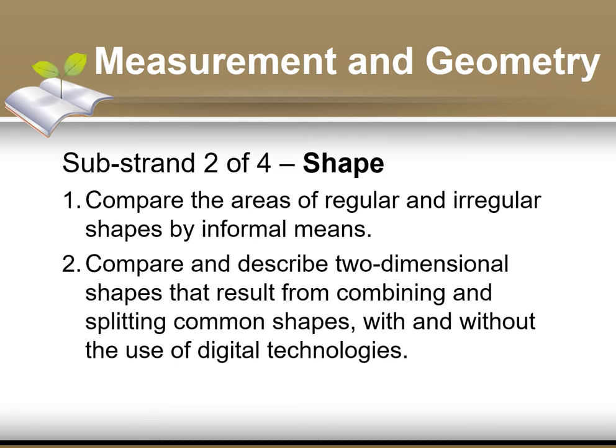The second substrand is shape, and the things that students will be learning here will be comparing areas of regular and irregular shapes by estimating of sorts, not by using exact calculations, but having a pretty fair idea. That's what it means by informal means. And it also involves comparing and describing two-dimensional shapes that result from combining and splitting common shapes. So students will be doing this with actual tangible shapes that they can hold, but also it will be done using digital technologies also.